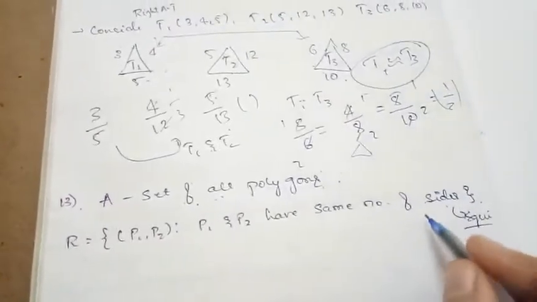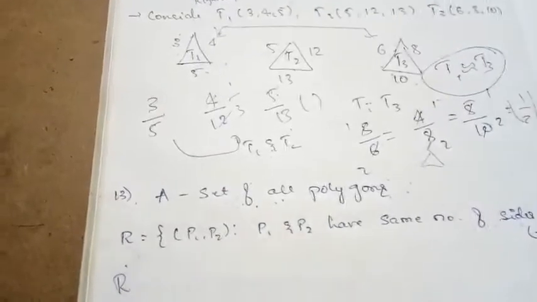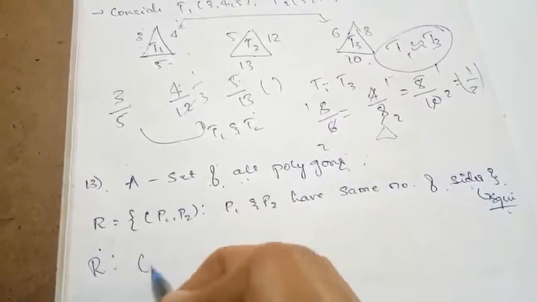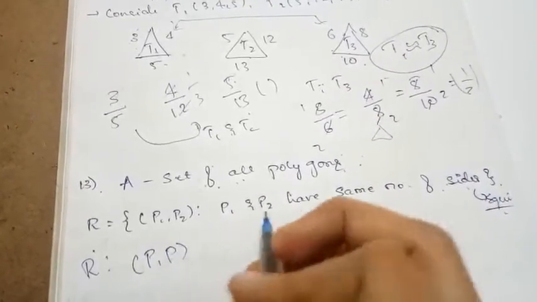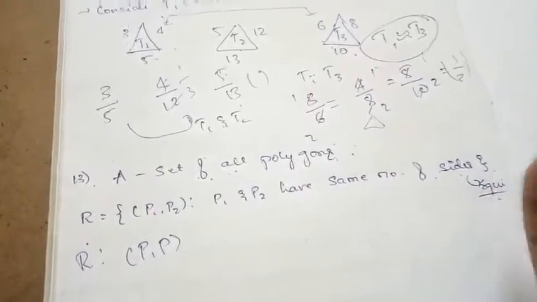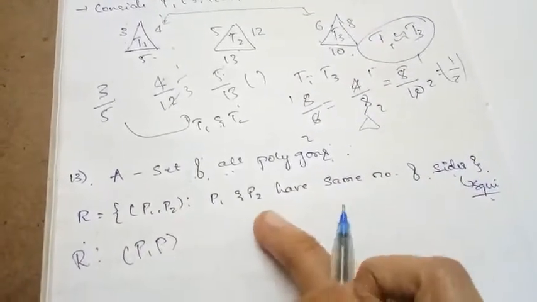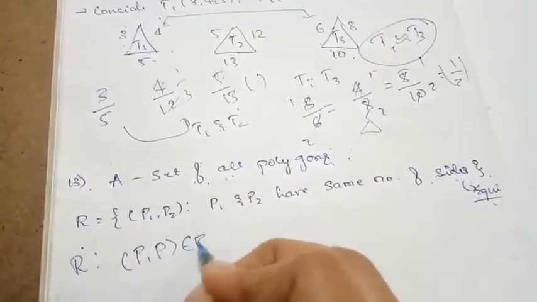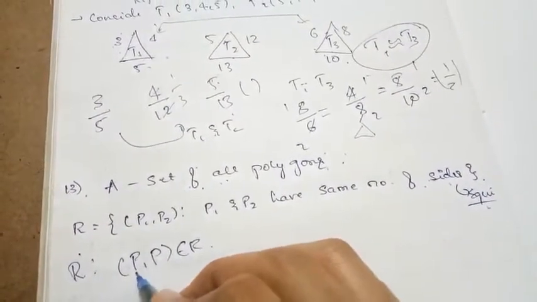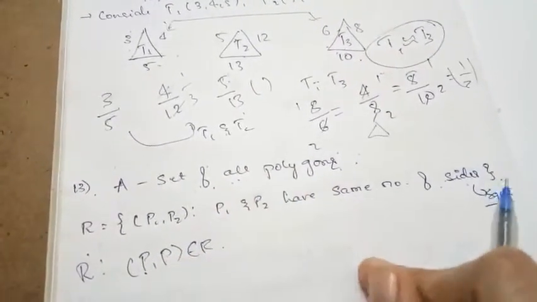So what do we need to prove first? First we need to prove this relation is an equivalence. For that, first we need to check reflexive. Reflexive means if I take (P, P), in the reflexive relation we are comparing any polygon with itself. If I compare any polygon with itself, then clearly (P, P) belongs to the relation, because it has the same number of sides as itself. Because if P has n sides, then P again, that polygon itself, also has n sides.